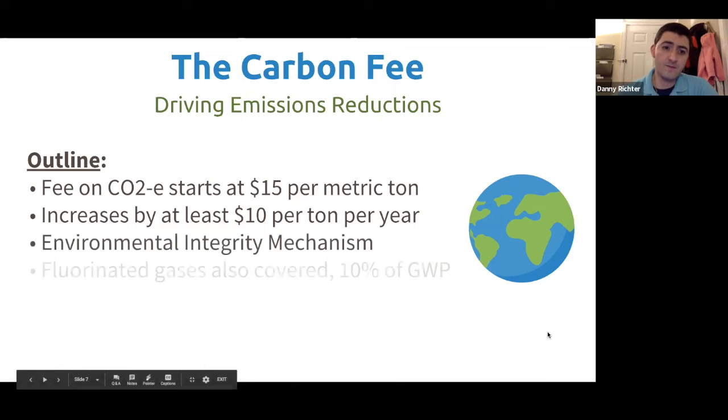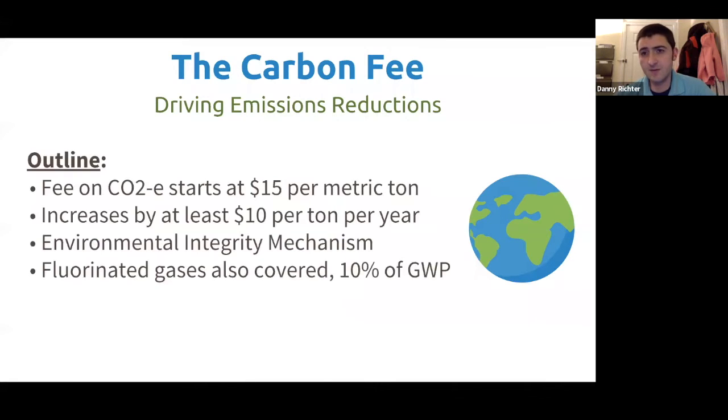And there is an environmental integrity mechanism. I said at least $10 per ton per year. There is a schedule for emissions reductions going down to a 90% reduction below 2015 levels by 2050. Basically, if it's not $10, it's $15. If in any given year we are not meeting the goal for that year in terms of cumulative emissions, then the fee will go up by $15 instead of $10. That's what's known as an environmental integrity mechanism.